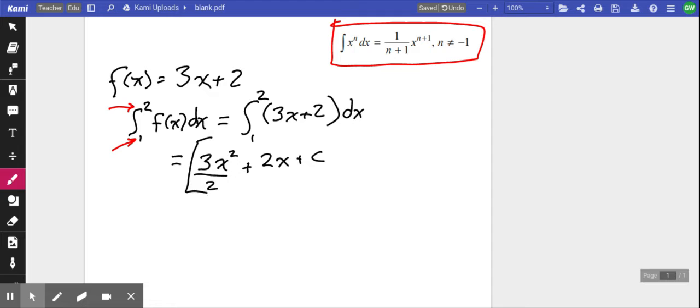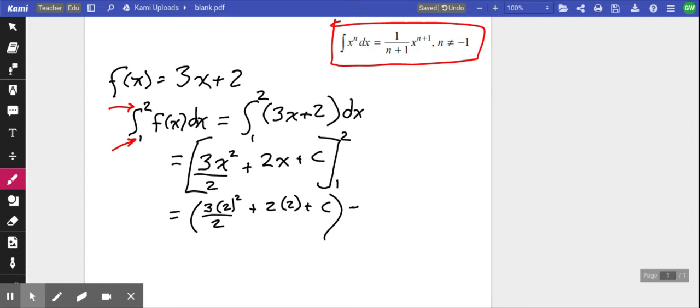We don't really need the constant of integration. It turns out it gets subtracted off, but I'll put it there for completeness. We're evaluating between x equal to 1 and x equal to 2. So let's see what that looks like. 3x squared over 2 evaluated at x equal to 2 is 3 times 2 squared all over 2 plus 2 times 2 plus c. That was evaluated at 2, and then we take the same thing evaluated at 1: 3 times 1 squared divided by 2 plus 2 times 1 plus c.